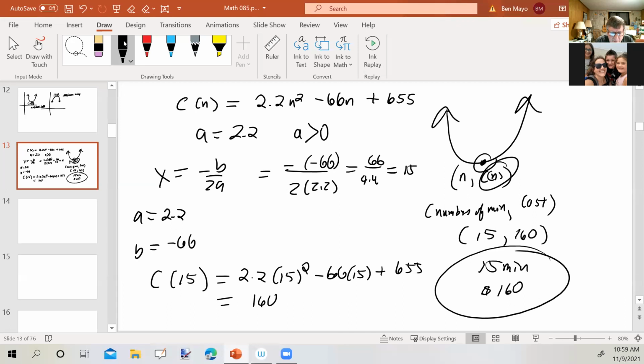Any questions about that problem? So again, basically the answers were within the vertex. Be careful. A common mistake is students get the vertex and then they answer the questions backwards. They use 160 for the number of minutes and 15 for the cost or something. So pay close attention to what those variables stand for. All right, let's take a look at another problem.